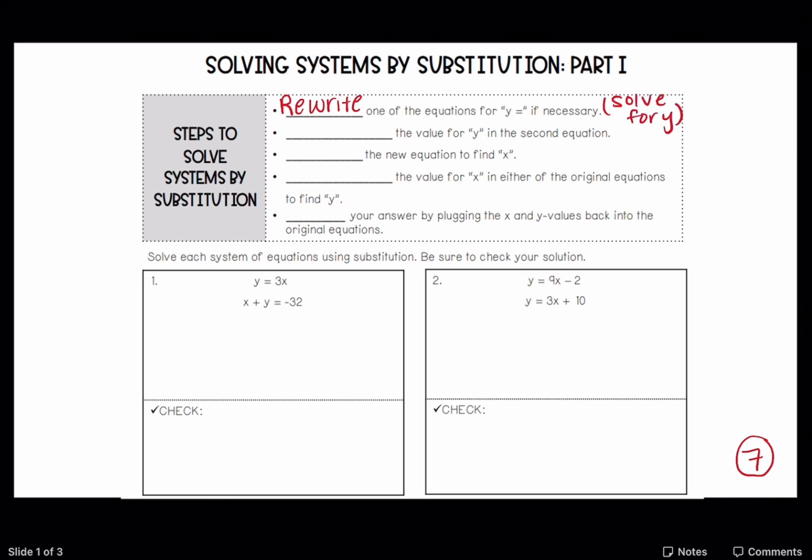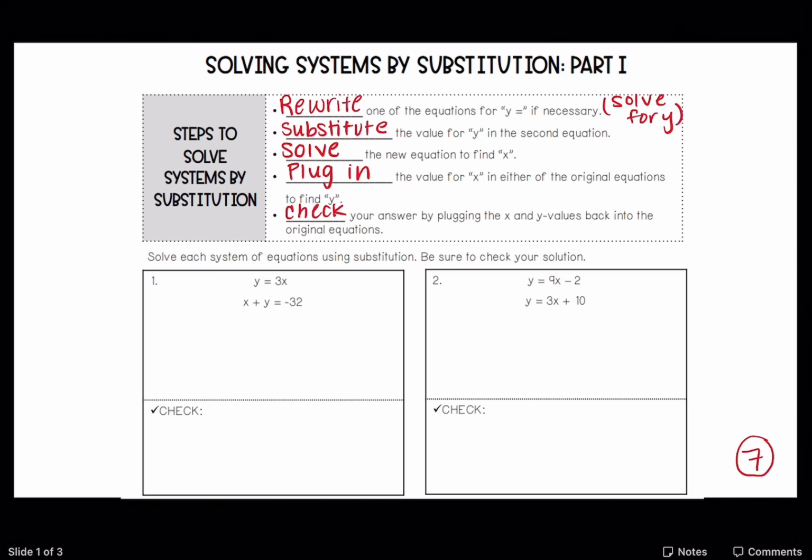And then next, we're going to substitute the value for y into the other equation. So we're going to substitute, and then we are going to solve the new equation to find x, and then we're going to plug in the value for x to one of my original equations. Then we can check our answer by plugging x and y both in to both equations. So that's a lot of steps. We're going to start with our first question.